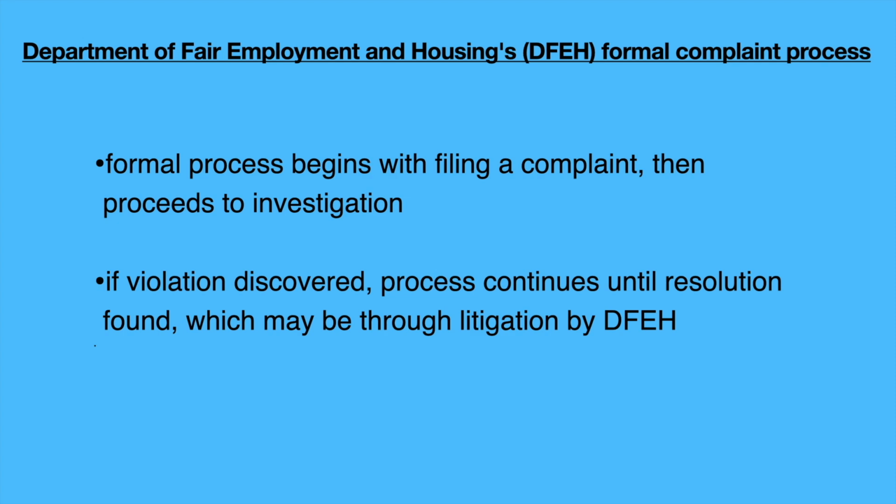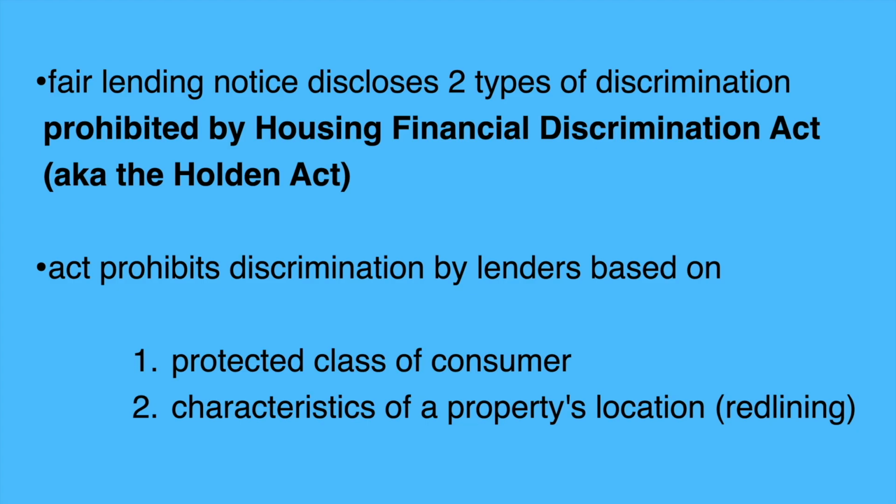The Fair Lending Notice discloses the 2 types of discrimination that are prohibited by the Housing Financial Discrimination Act, also known as the Holden Act. The Act prohibits discrimination by lenders based on protected class of the consumer or the characteristics of a property's location, aka redlining.